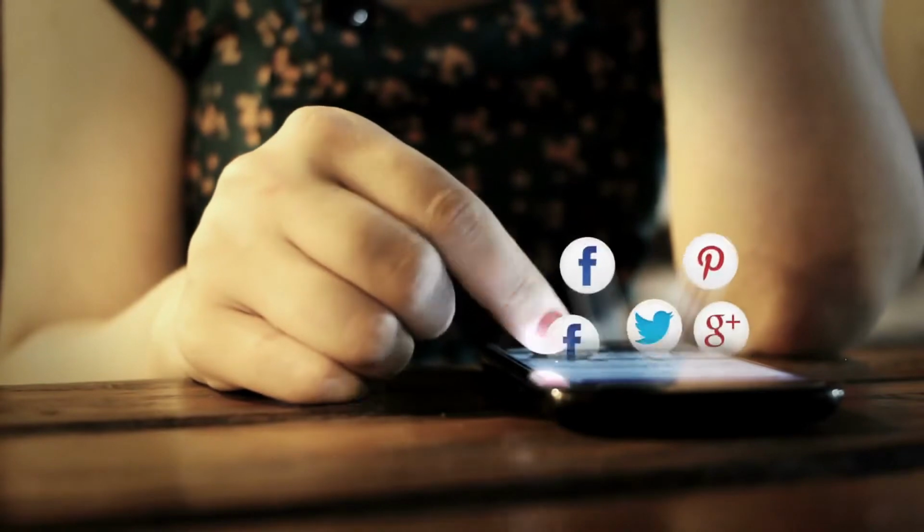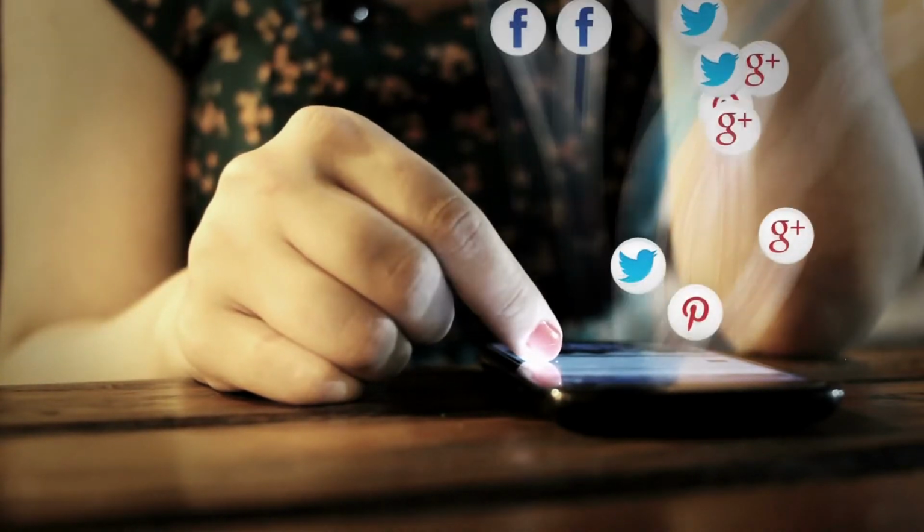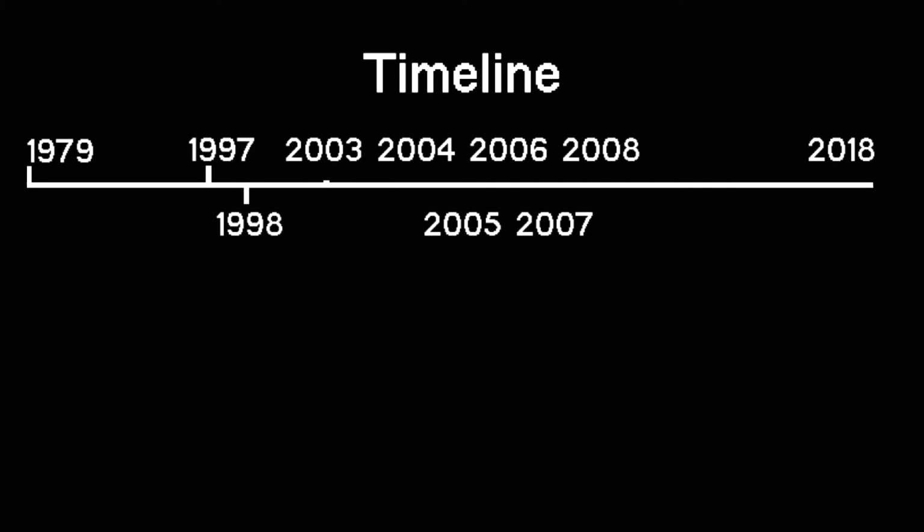A journey through the development of social media. Social networking is the use of websites and applications to discover and interact with people who have similar interests to one's own. This video will cover the timeline of the existence of social media, since its inception all the way to as we know it today.